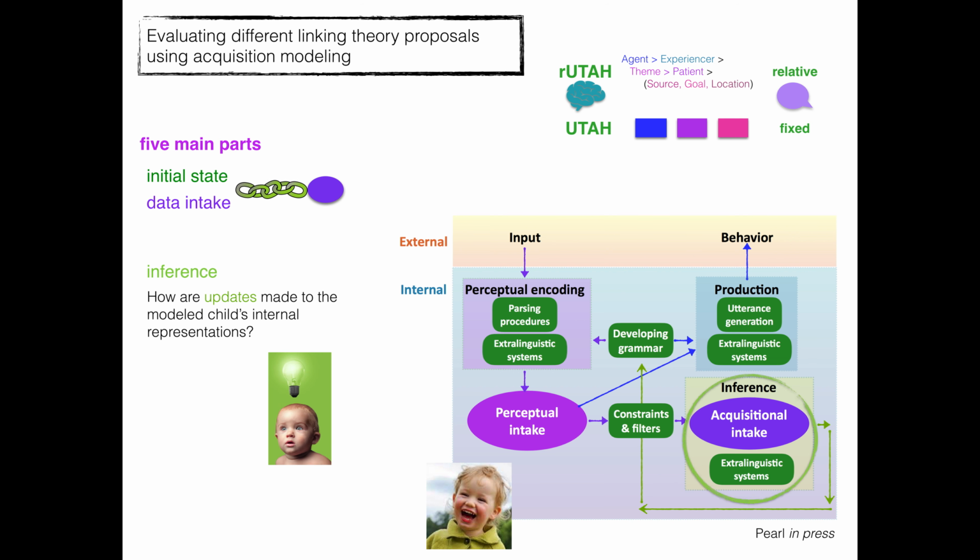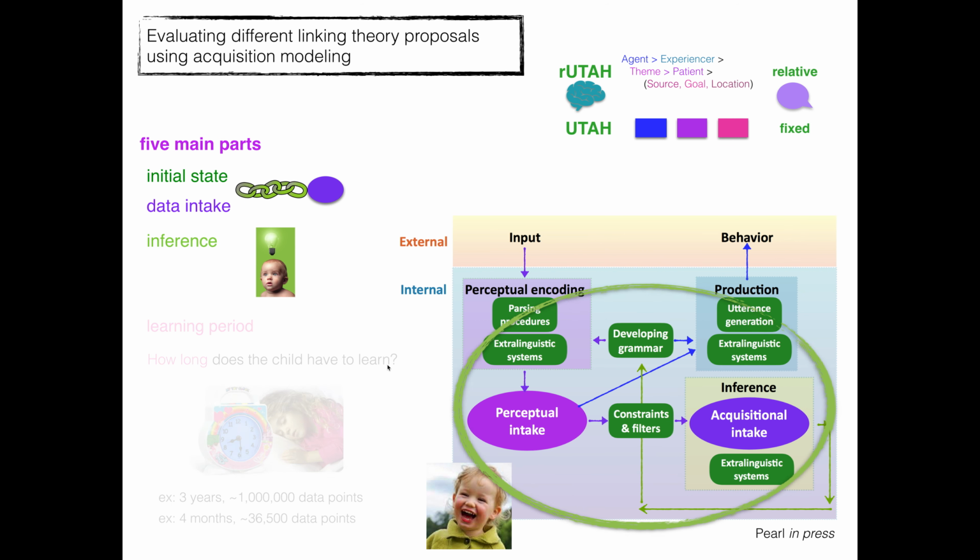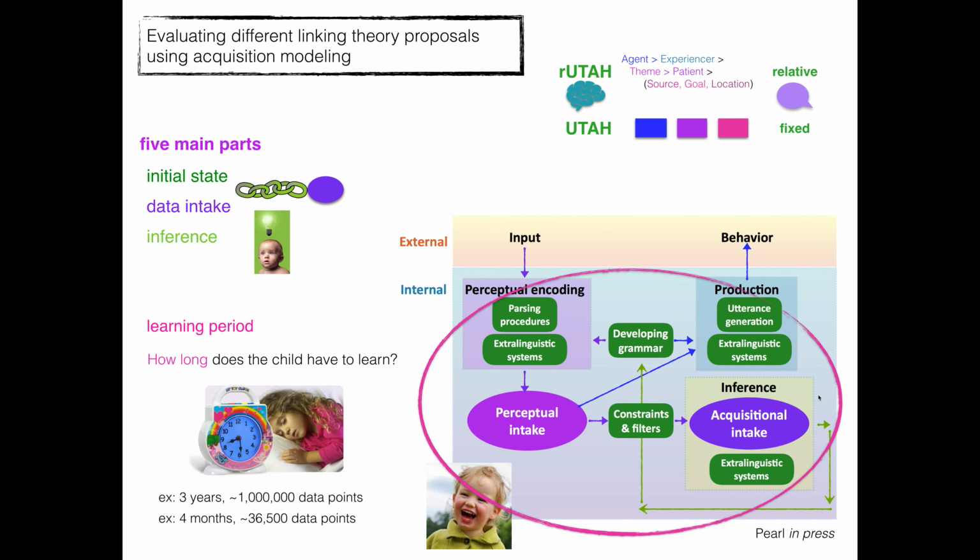Now, inference corresponds to how updates are made in the modeled child's internal representations. That's the process that then feeds into the updating of these hypotheses. Then we have the learning period, which is this whole entire process of constantly updating that developing grammar. How long does that take? How long does the child have to learn?